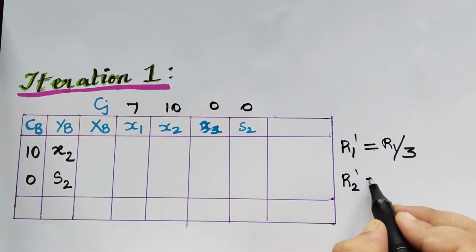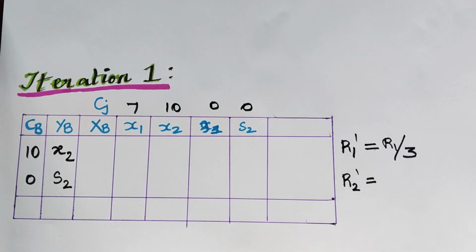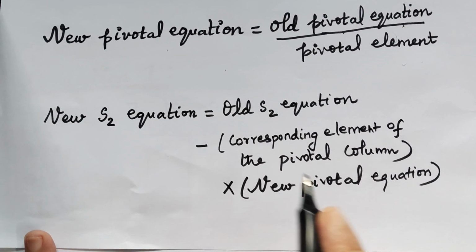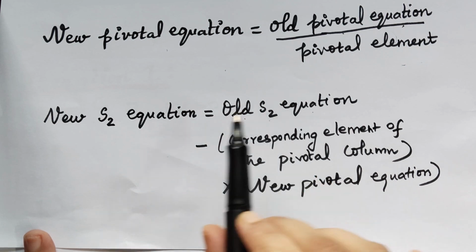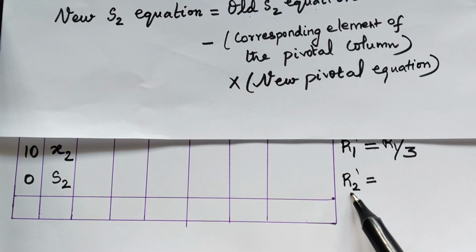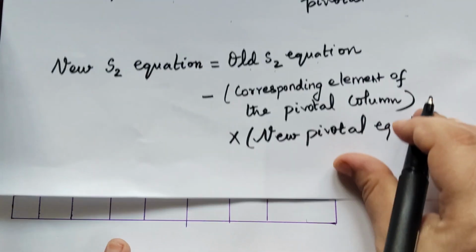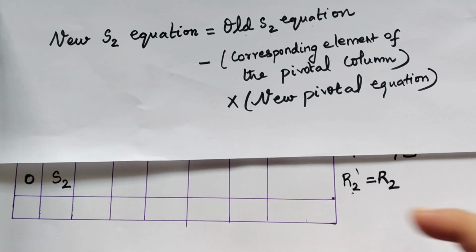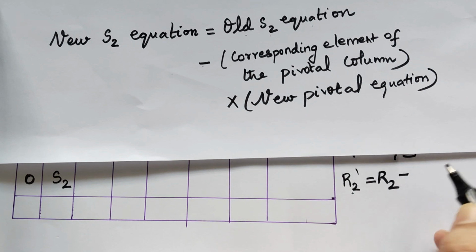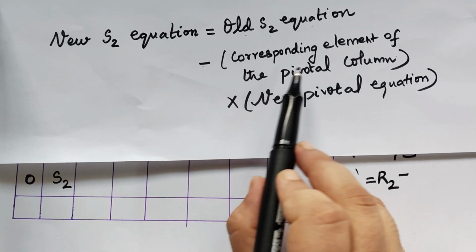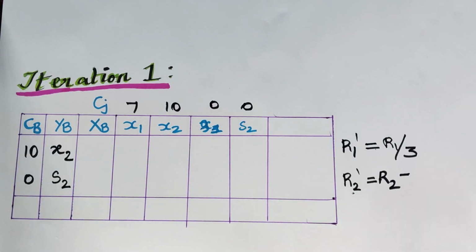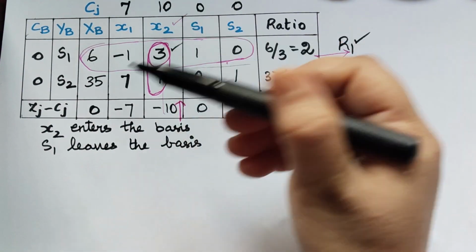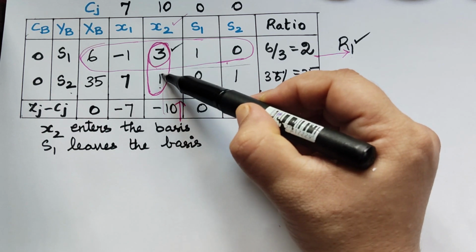And what about R2 dash? It is obtained by using this formula. That is, we are going to find new S2 equation. That will be equal to old S2 equation. What is new S2 equation? It is R2 dash. Old S2 equation is R2. And then minus. So if you see, we have minus over here. Minus corresponding element of the pivotal column. So what is the corresponding element of the pivotal column? This is the pivotal column, and for S2 the corresponding element from the pivotal column is 1.